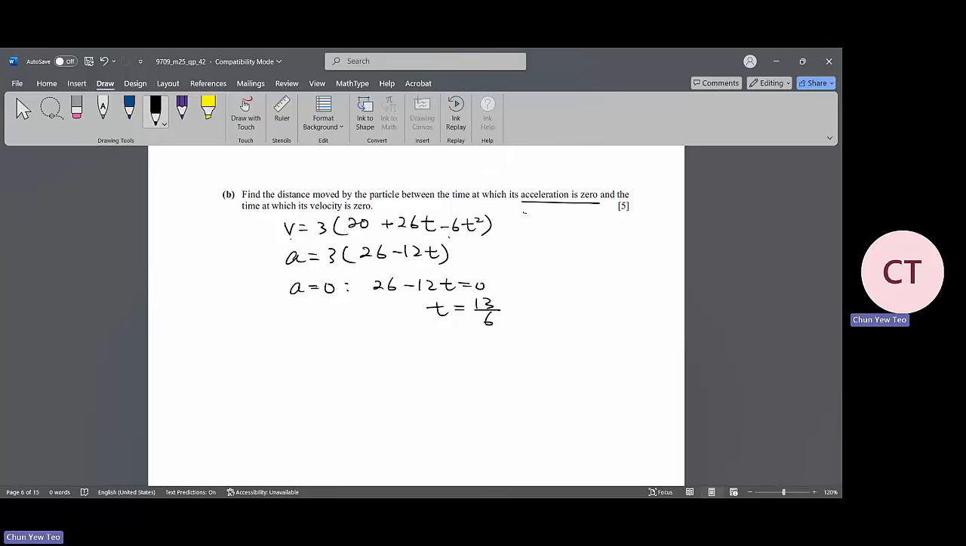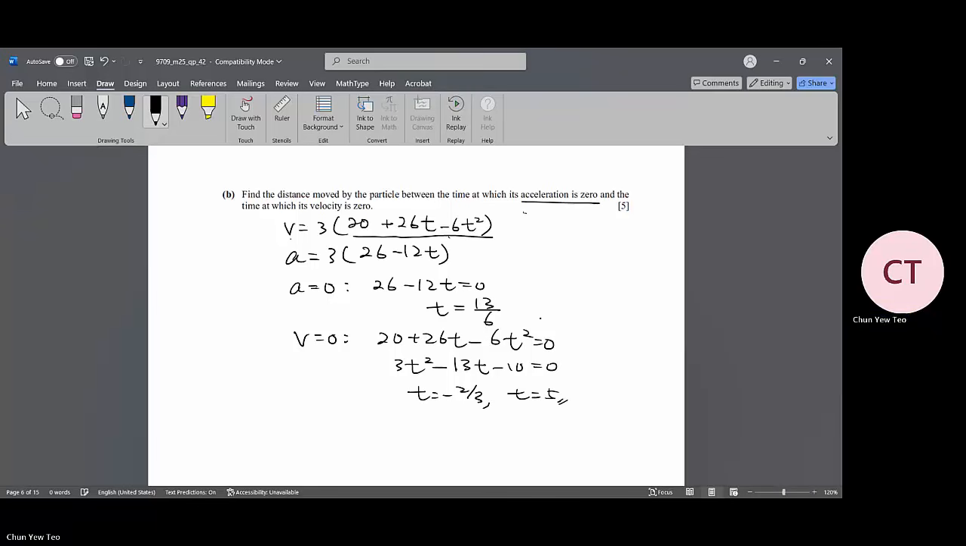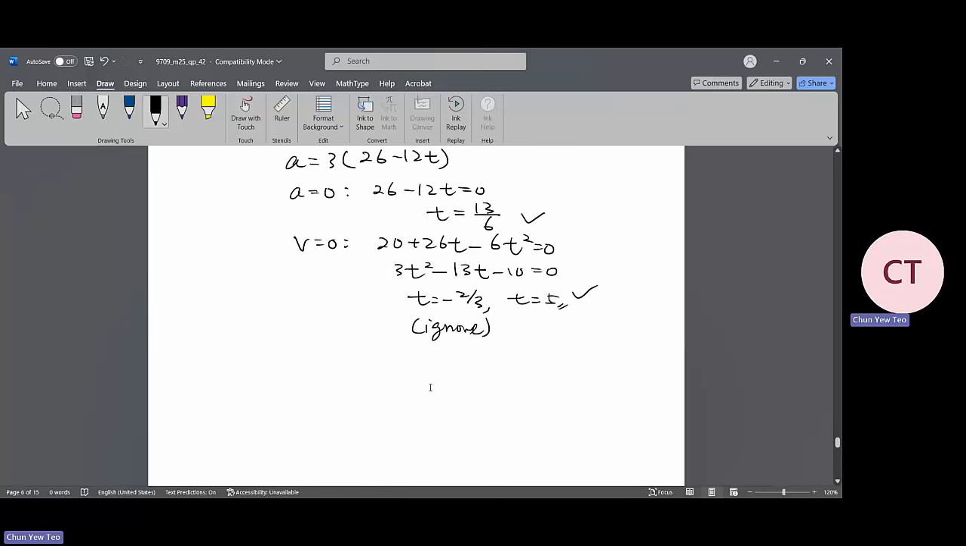Okay. So v is equal to 0. That means 20 plus 26t minus 6t square is equal to 0. We just make this equal to 0. So you will be having 3t square minus 13t minus 10. So you get t is equal to negative 2 over 3 and t is equal to 5. So you have to ignore the negative value of t. So we need to find that in between these two values, the distance travelled.